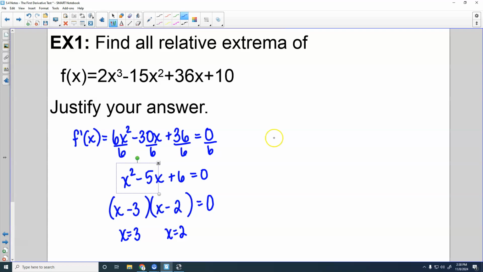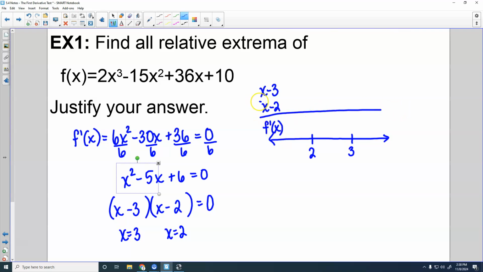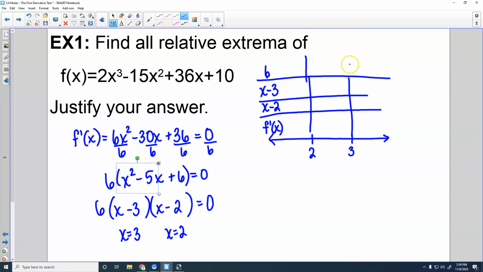Now, when I make a chart for this one, I would do a chart like this. I'd put my 2 here, my 3 here, and I would use the factored version, x minus 3, x minus 2, and then your f prime of x. You don't have to. You can do a chart where you just plug it into 6x squared minus 30x plus 36. I guess technically I do kind of need to put the 6 out here. It's not going to matter for this problem because 6 is positive. But if you had factored out a -6, it would change the sign of everything.